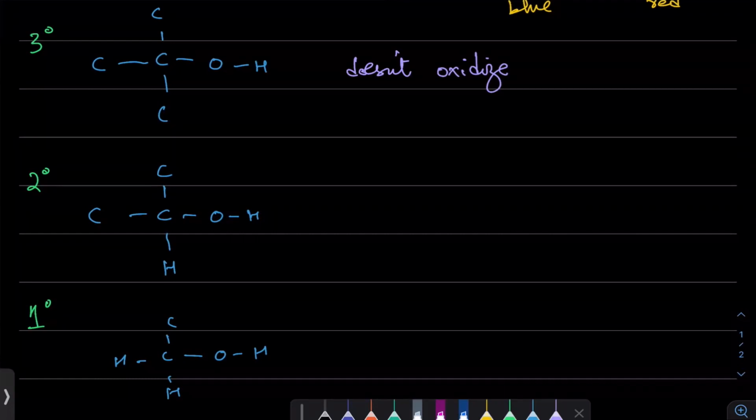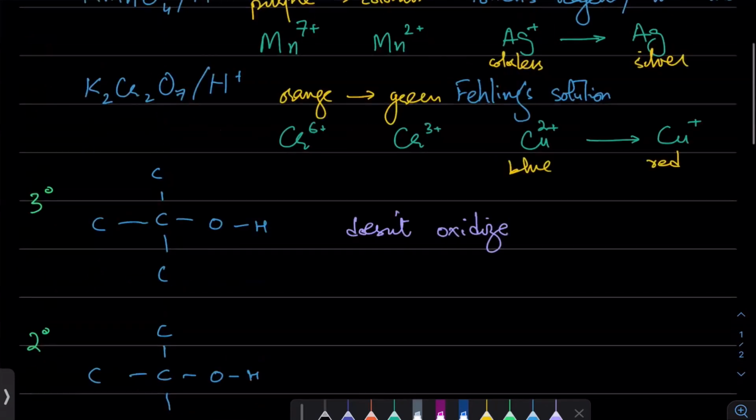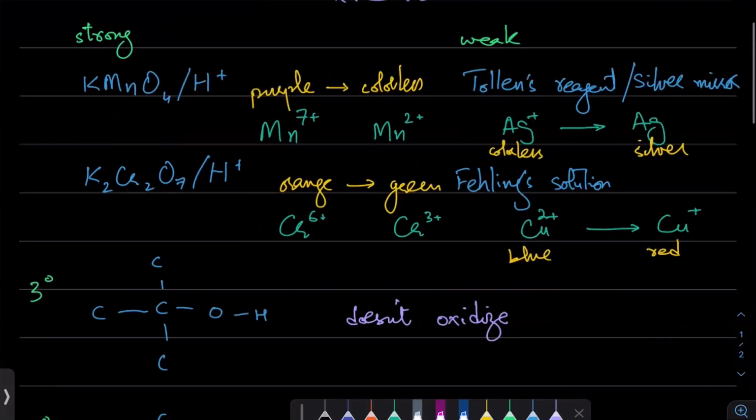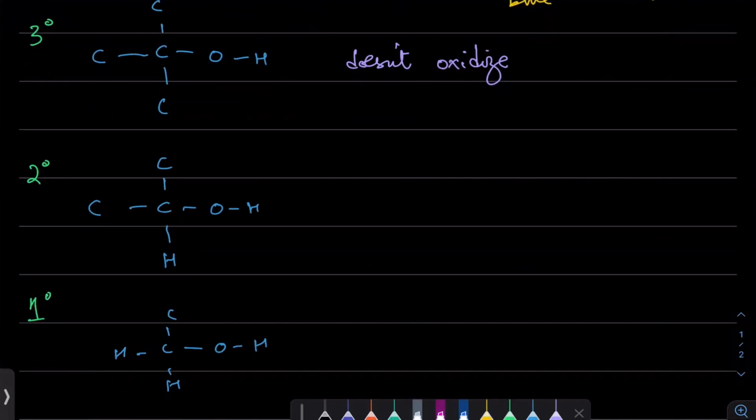So this means you can check whether an alcohol is tertiary, secondary or primary. अगर आपको पता है ना कि ये चीज alcohol है, तो you add a strong oxidizing agent in it. If it does not change color, but you're certain that this is alcohol, इसका मतलब है वो tertiary alcohol है.